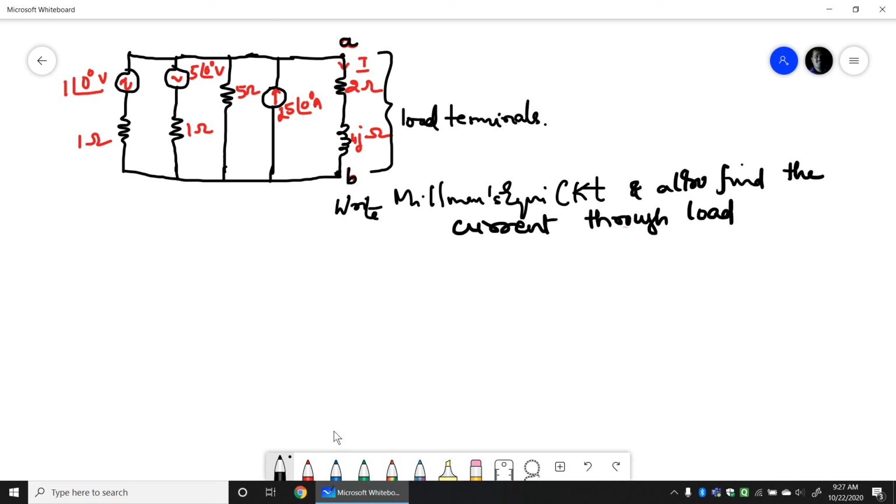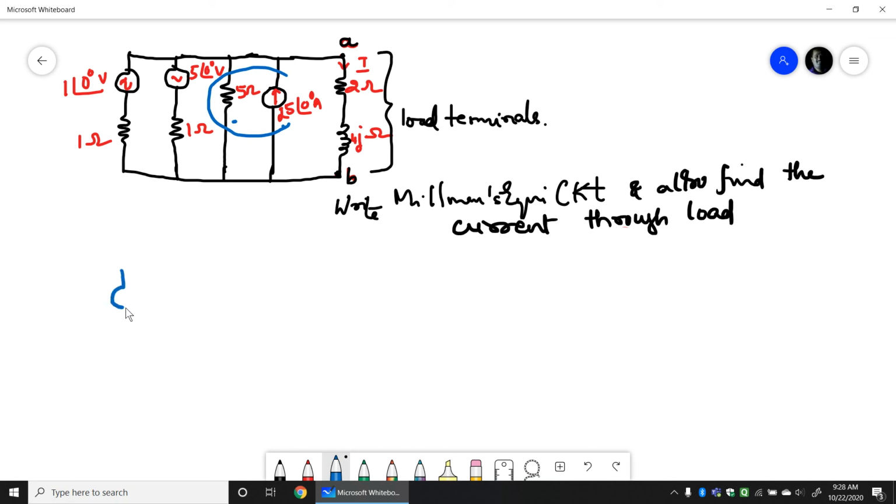Now if you clearly see this problem, you have these two branches which are connected in parallel, where you can see a current source in parallel with the resistance. First you convert that into a voltage source in series with the resistance, and then we'll see three branches which are in parallel, where each branch has a voltage source in series with the resistance. Then we'll apply Millman's theorem. So what we'll do is, we first convert this parallel to series. So what do we get?